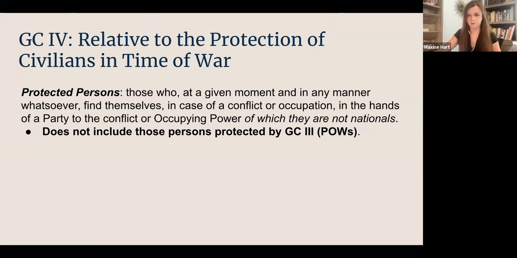And this nationality requirement at the end also means that anyone who's a national of a neutral state or a national of a co-belligerent state does not qualify as a protected person. But assuming that the nationality requirements are met, generally it's defined as people in the power of a party to the conflict other than POWs.